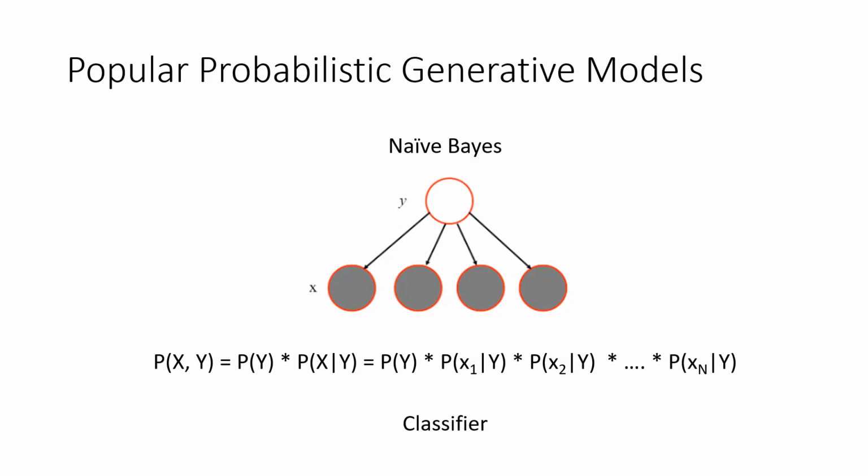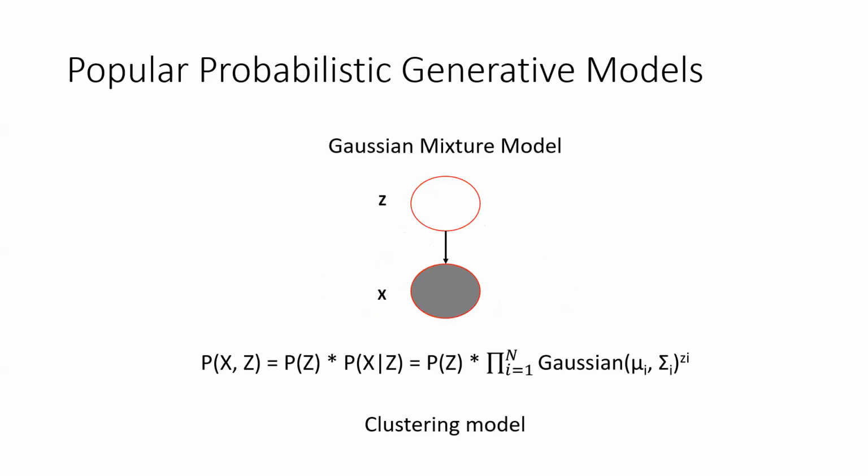It's pretty simple. It's basically what we do when we compute probabilities in a probability 101 class, probably. Okay. Now, another model that is pretty popular is what is called the Gaussian mixture model.